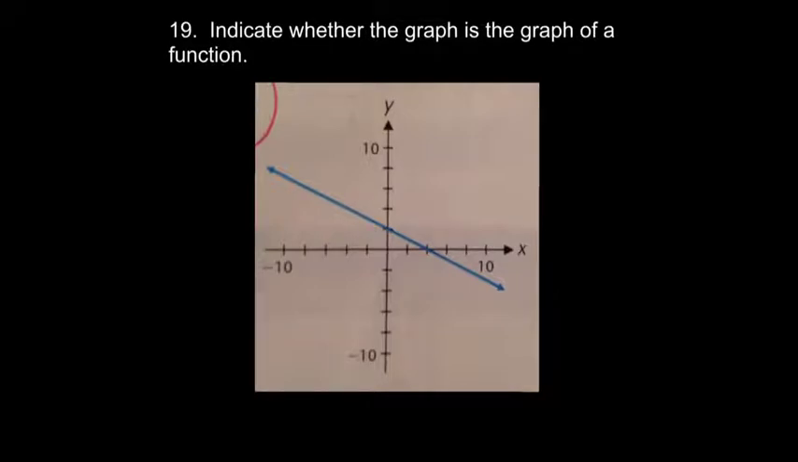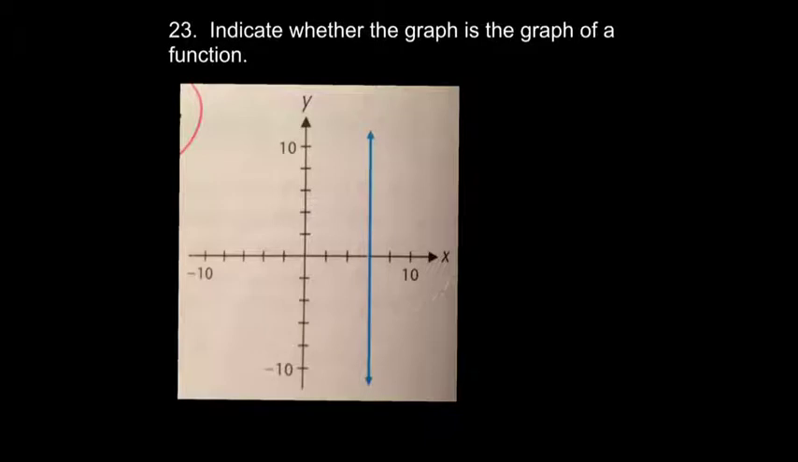Well, if I look in this case, anywhere I would construct a vertical line, the most I'm going to hit is 1 point on that graph. There's no way to hit more than 1 point on that graph. Because of this, the graph passes the vertical line test and is the graph of a function.